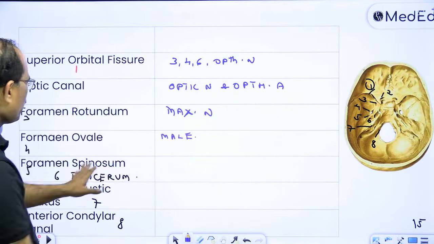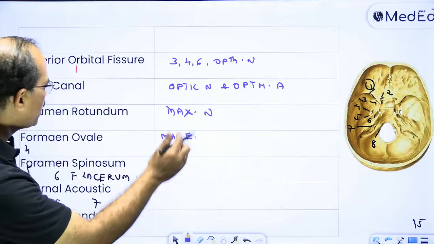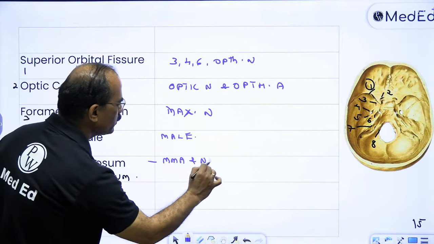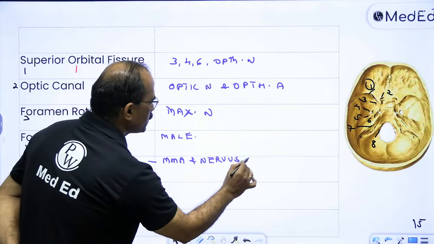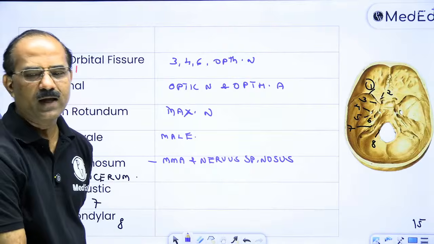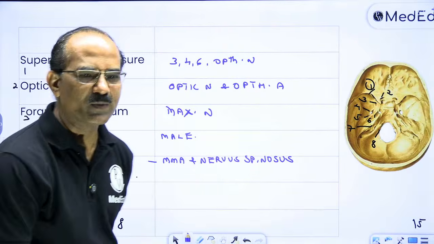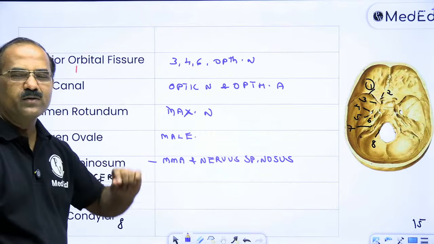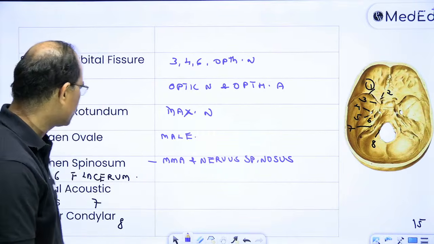Fine. Now foramen spinosum. You have seen the foramen spinosum. What passes through the foramen spinosum is the middle meningeal artery and the nervus spinosus. Okay. So what passes through foramen spinosum is the middle meningeal artery and the nervus spinosus.